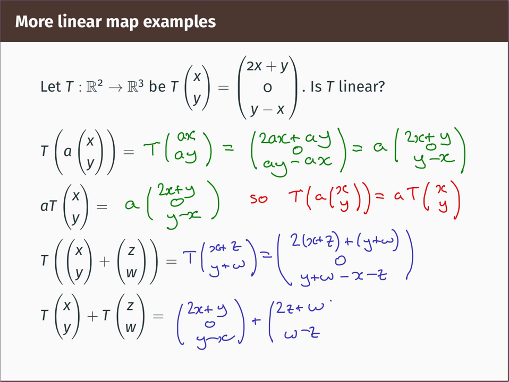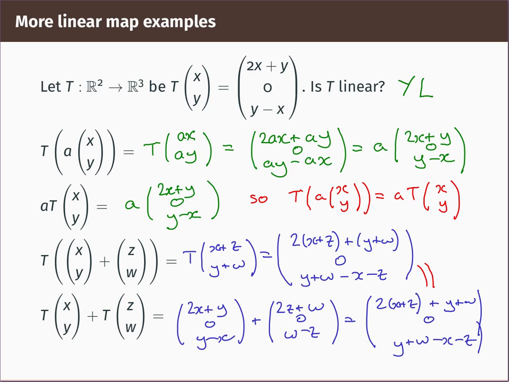and T of (z, w) is (2z plus w, 0, w minus z). And if you add those together and collect terms, we've got 2 lots of (x plus z) plus (y plus w). And in the middle of course we've got a 0, and on the bottom we've got y plus w minus x minus z. So you'll notice that these two things are the same. These two things are equal to one another, and therefore T of (x, y) plus (z, w) is equal to T of (x, y) plus T of (z, w). T satisfies both of the linearity conditions, so the answer here is yes.